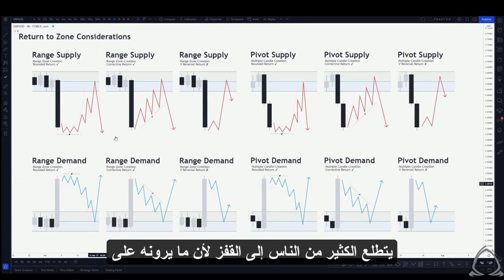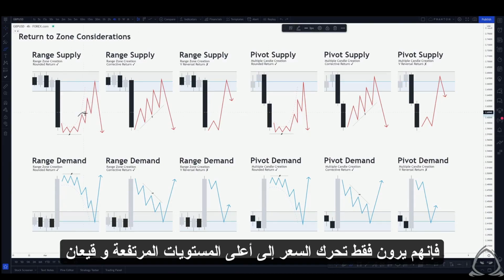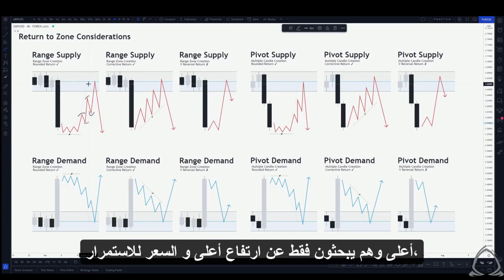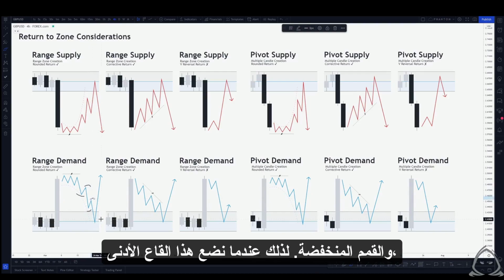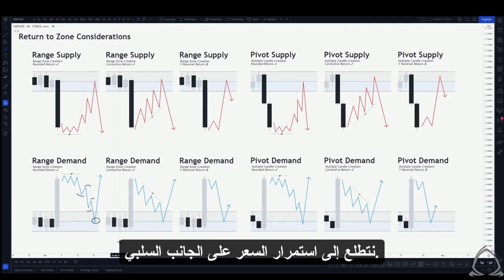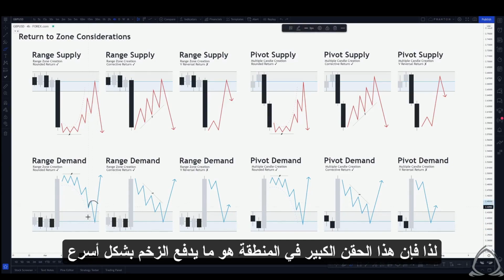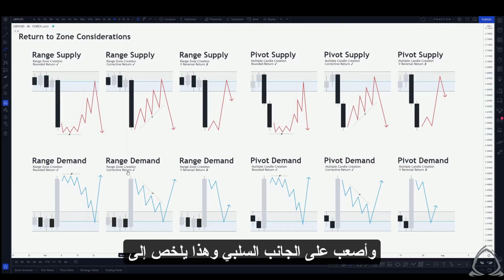A lot of people look to jump in because what they see on their chart is price moving higher highs and higher lows, and they're just looking for this to be a higher high and price to continue moving to the upside. Or in this case, we're seeing lower lows and lower highs. So when we put in this lowest low, we're looking to see price continue to the downside. So this large injection into the zone is what propels the momentum faster and harder to the downside.